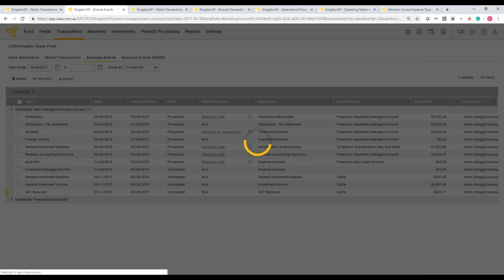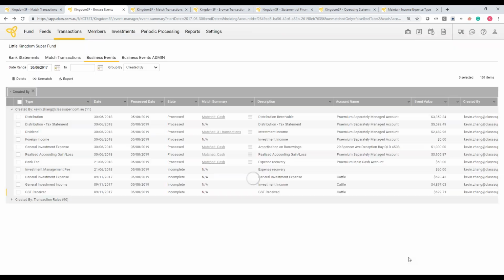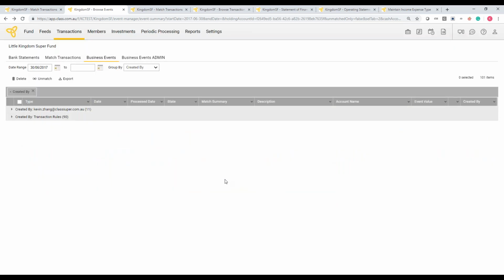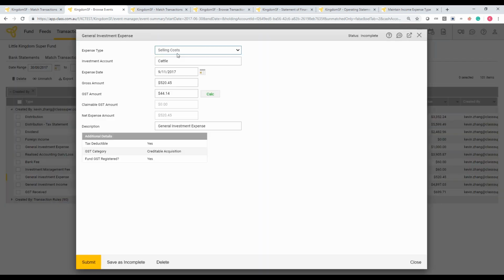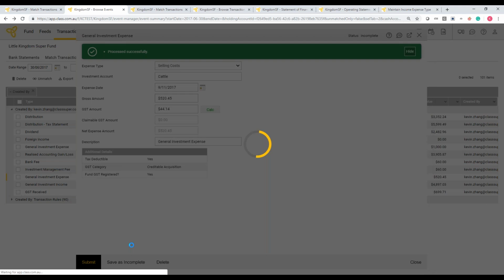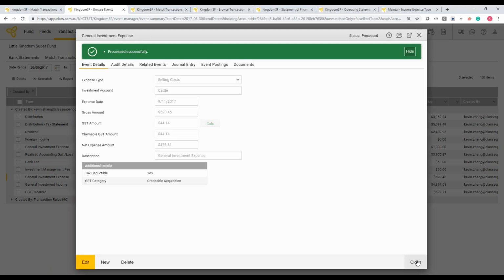Okay. The next thing you need to do is the expenses that were incurred in processing that sale, and that's $520.45. And I just use some sort of investment expense. Or actually credit selling costs. It's a creditable acquisition. You can record the GST 44.14, and it's in relation to selling the cattle. Happy with that? Submit.